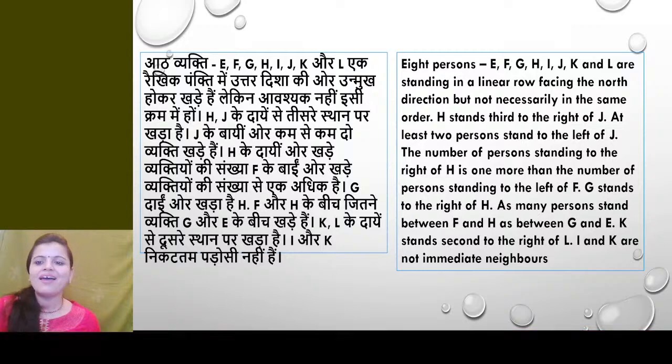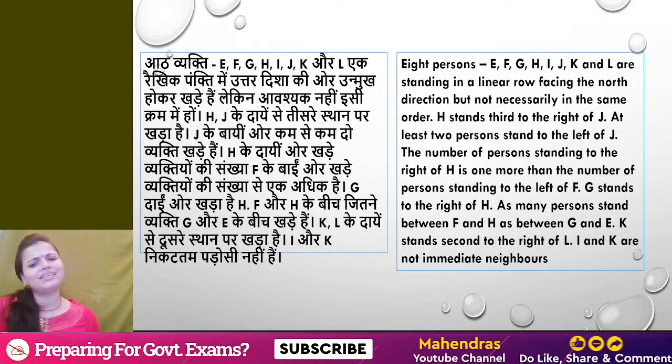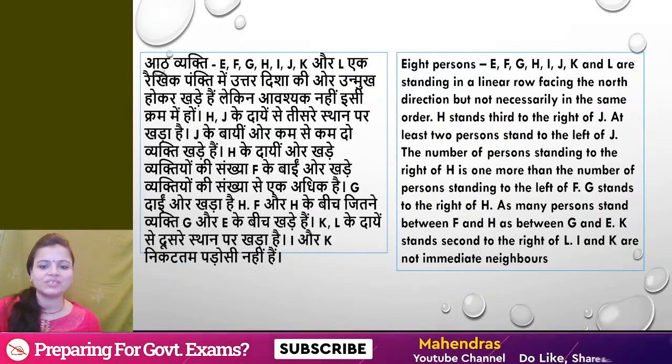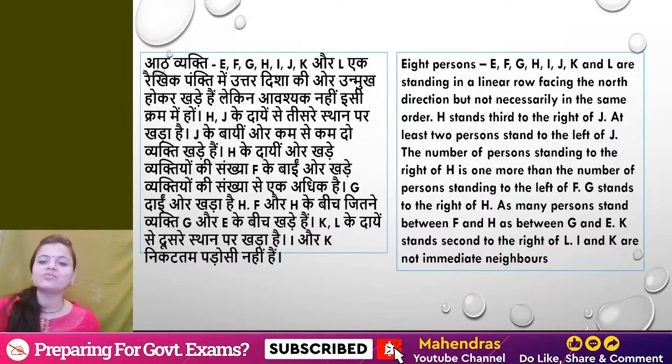Next question. Again, 8 persons are standing in a linear row facing the north direction, but not necessarily in the same order. H stands third to the right of G. Okay, just try this question.